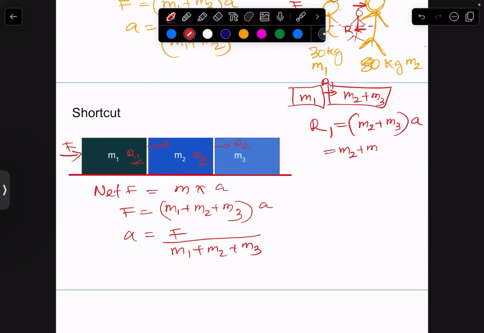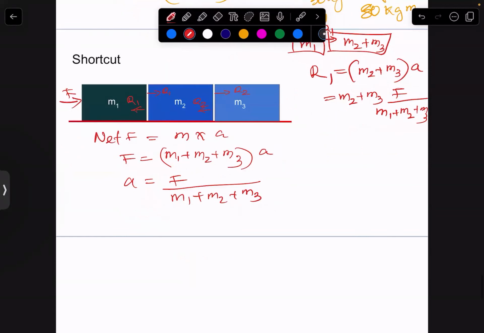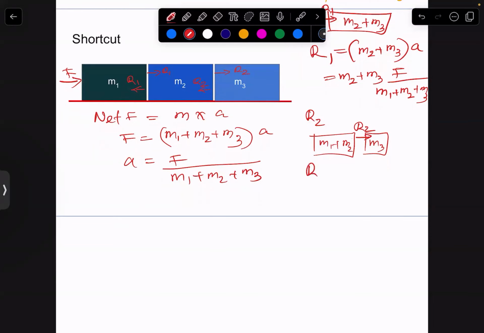Acceleration you have found already. So that is F by M1 plus M2 plus M3. Similarly, to find R2, what will you do? You will consider this M1 and M2 together and M3 to be another system. So this M1 plus M2 is providing this R2 reaction on M3, and that is pushing M3 to accelerate with the acceleration A. So that is M3 times F by M1 plus M2 plus M3.